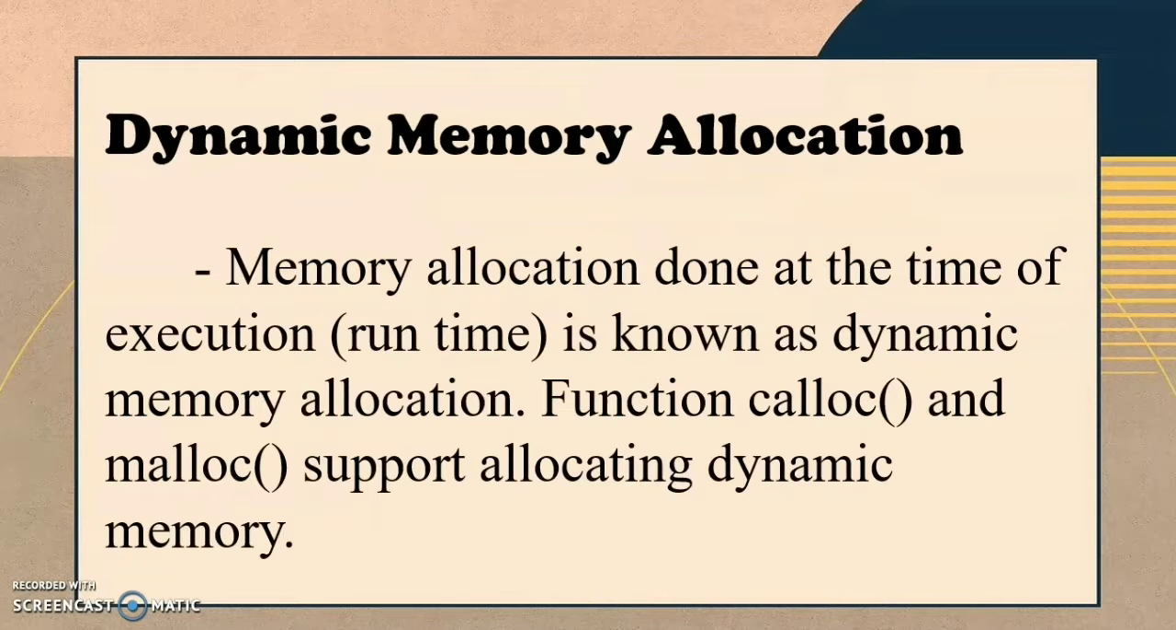Dynamic memory allocation. Memory allocation done at the time of execution or runtime is known as dynamic memory allocation. Functions calloc and malloc support allocating dynamic memory. In dynamic allocation, memory space is allocated by using these functions, when the value is returned by the functions and assigned to pointer variables.